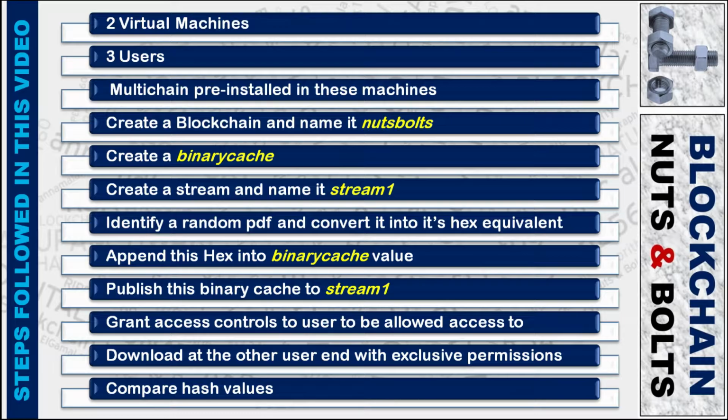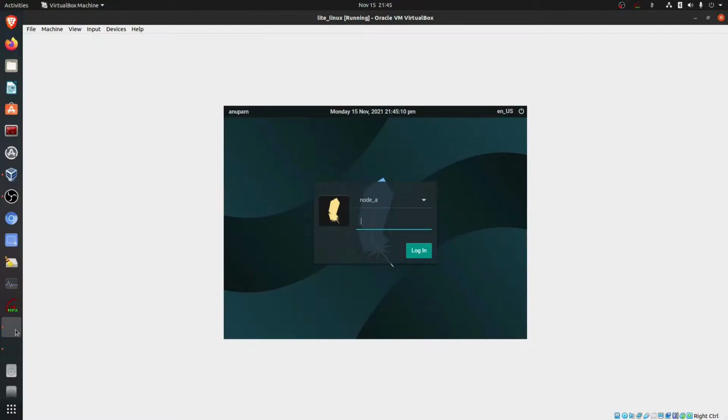We'll start by creating a blockchain, which we'll name nuts and bolts. Thereafter we'll create a stream, and then a binary cache. In case you're finding these terms new or are not aware of them, these videos are there in the multi-chain playlist on this channel. Then we will identify one PDF and convert it into hex format, and upload that hex converted PDF into the blockchain.